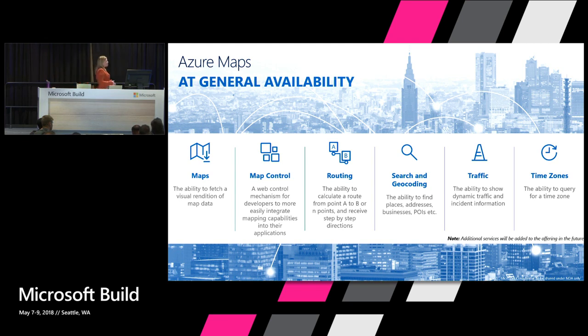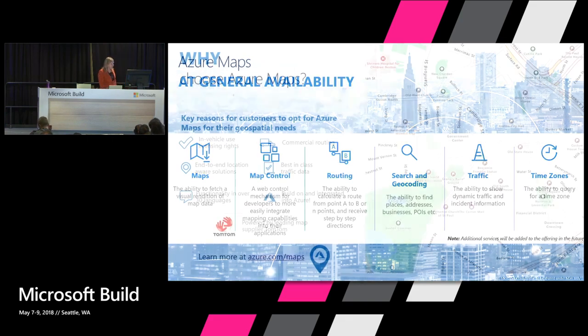Routing as well, so being able to calculate from A to B using commercial level quality. The search and geocoding, which includes the point of interest, which allowed us to find those hospitals in that Project Premonition demo. Traffic, for those of us here in Seattle, we're very passionate about traffic because there are two bridges that connect Seattle to Redmond, and you always want to know which bridge actually has traffic moving on it and which doesn't, so we spend a lot of time on traffic. And then time zones as well. So a lot of great stuff here.